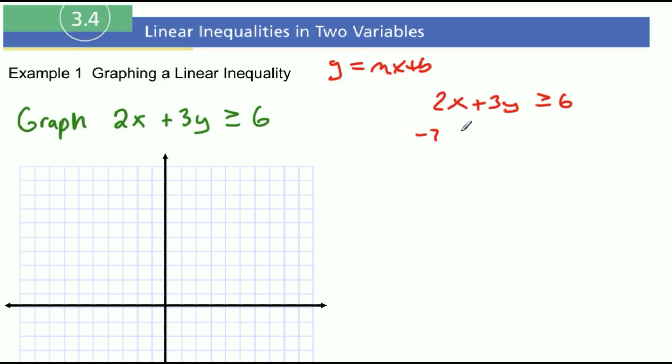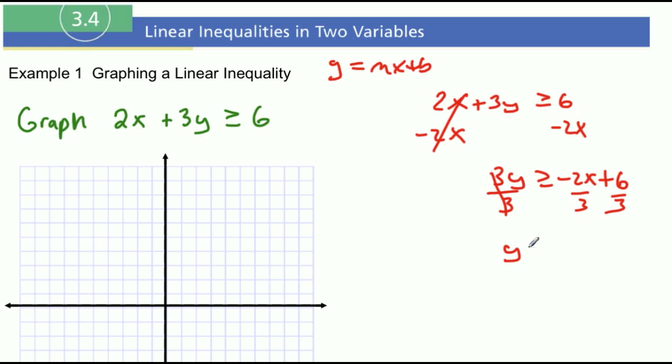I'm going to subtract 2x from both sides, and I get 3y is greater than or equal to negative 2x plus 6. I'm trying to solve for y here, so I'm going to divide both sides by 3. So we get y is greater than or equal to negative 2/3 x plus 2.